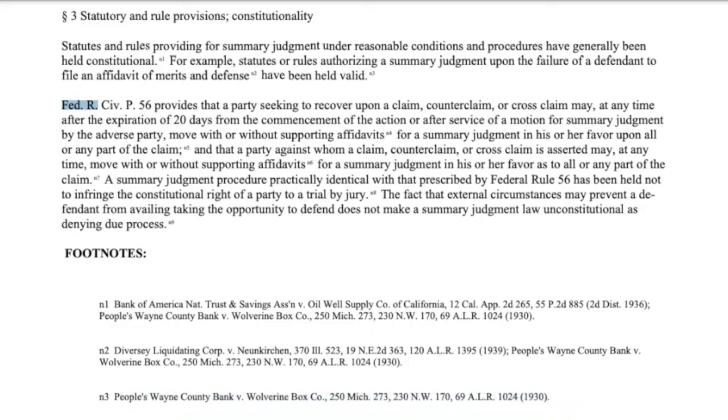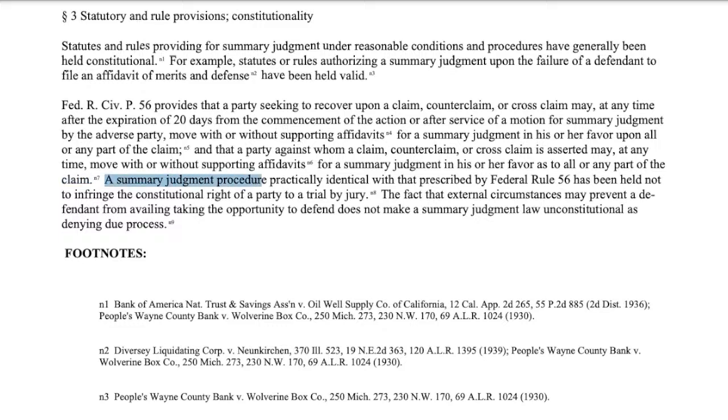Interesting there. Federal Rule of Civil Procedure 56 provides that a party seeking to recover upon a claim, counterclaim, or cross-claim may, at any time after the expiration of 20 days of the commencement of the action or after service of a motion for summary judgment by the adverse party, move with or without supporting affidavits for a summary judgment in his or her favor upon all or any part of the claim, and that a party against whom a claim, counterclaim, or cross-claim is asserted may at any time move with or without supporting affidavits for summary judgment in his or her favor as to all or any part of the claim.